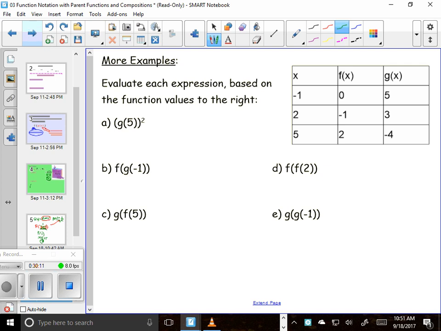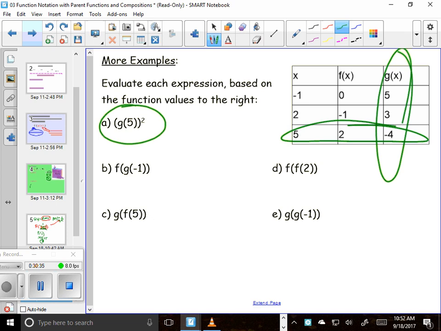To start with, one step at a time. What's the easy thing we could do to make it simpler? G of 5. So let's find G of 5. Everybody use the chart over there. Figure out what G of 5 has to be. G of x is 5 makes what? Negative 4. Here's your answer right there.